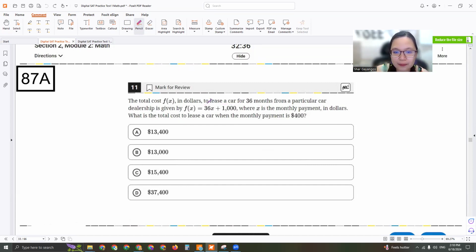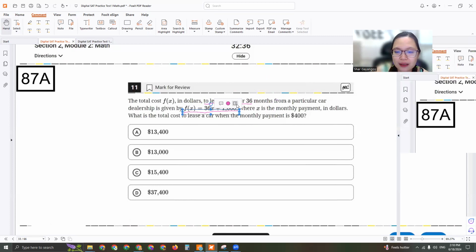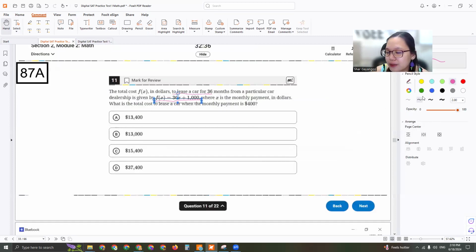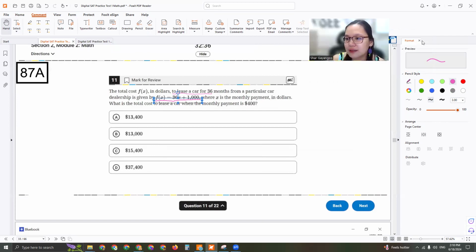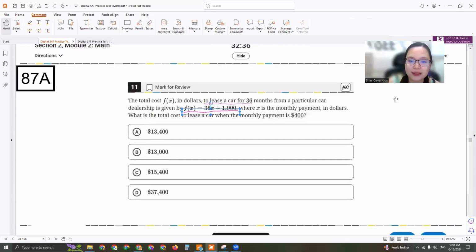What is happening with the pen? Okay. And then from a particular car dealership, and then we have this expression for f of x. Give me a second, let me just modify my pencil. Okay, there we go. It should be thicker. I like it this way. Okay, next. Let me just see if I can close it out. Okay, perfect. Sorry about that.